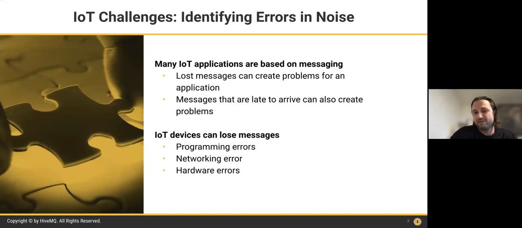And in IoT, it's very common that messages can be lost, simply because of software errors, programming errors, but also hardware errors. If you think about a connected car, if a car goes into a tunnel, you will probably have a network error and a disconnecting client, and it doesn't necessarily mean a problem for you.